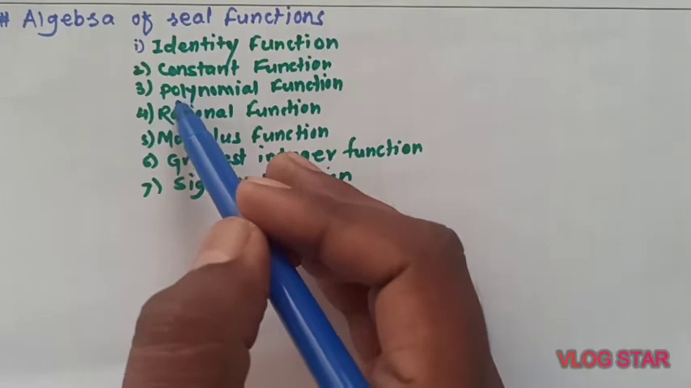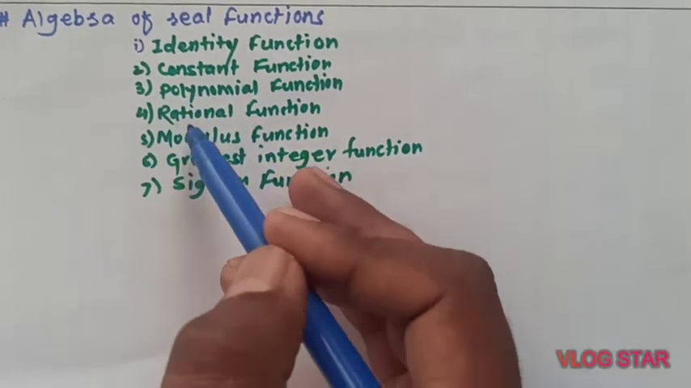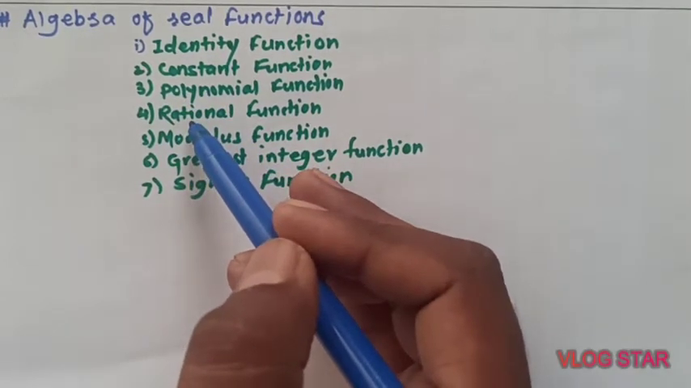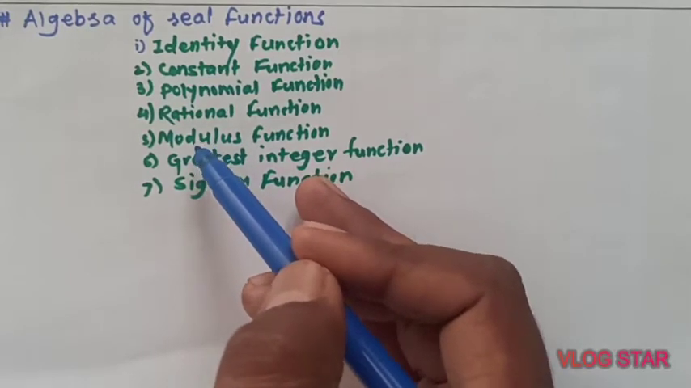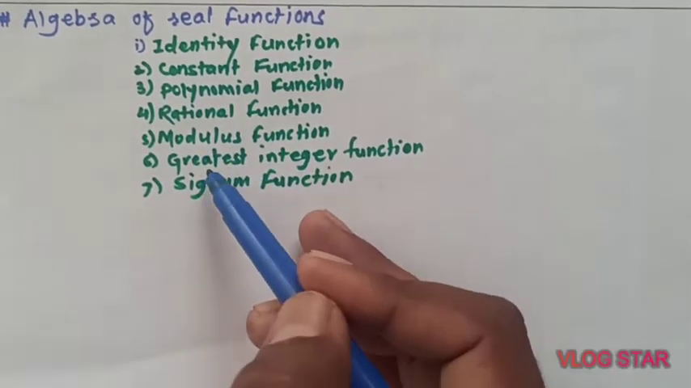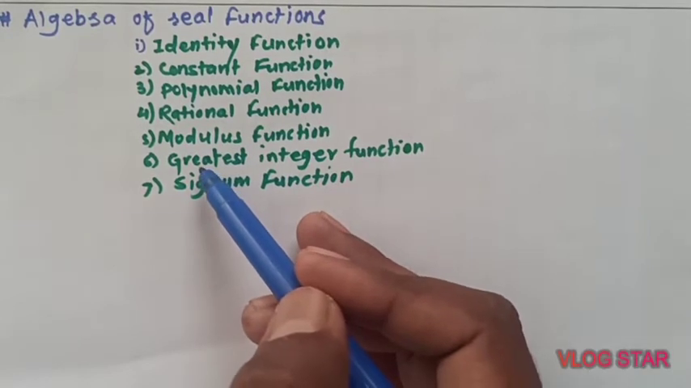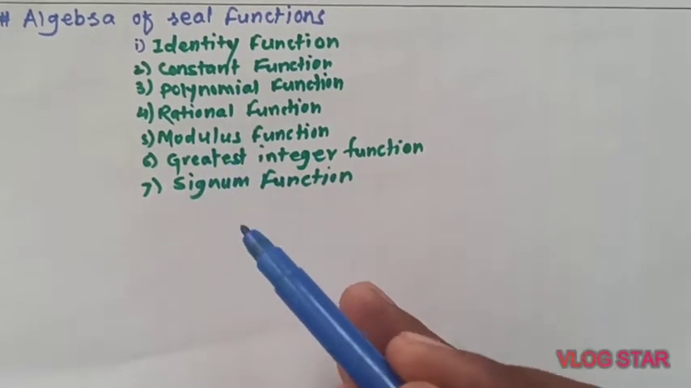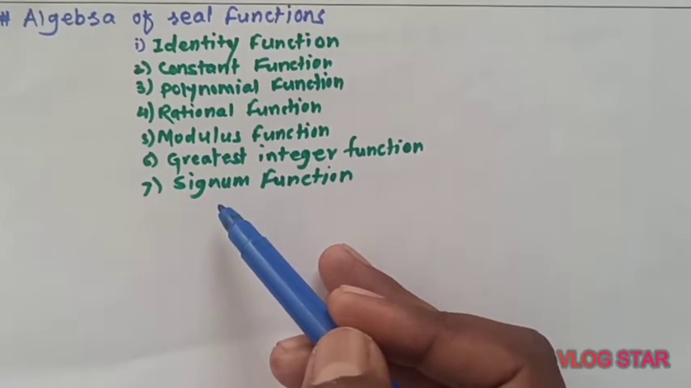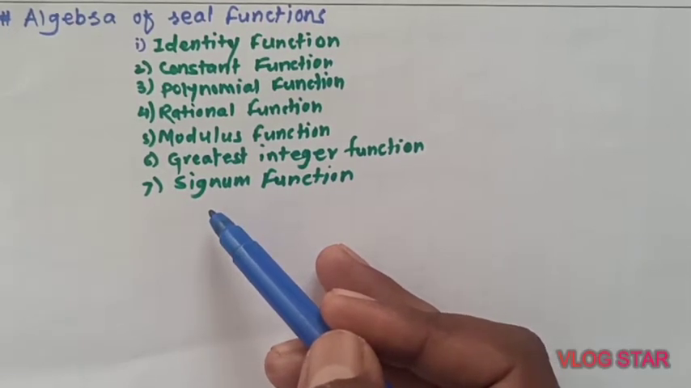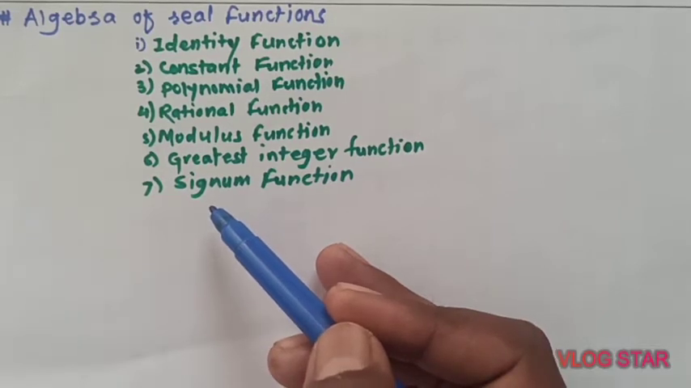Second is a constant function, where the graph is horizontal. Polynomial functions, which may be curve type. Then rational functions, a ratio of two functions. Modulus function, whose image is always positive. Greatest integer function, whose image is always integral, not a fraction. And signum function, whose range contains only 0, 1 and -1.